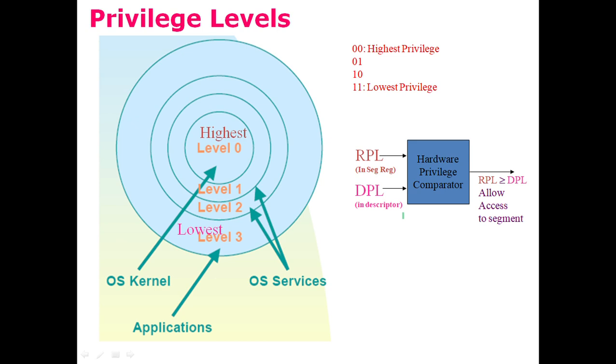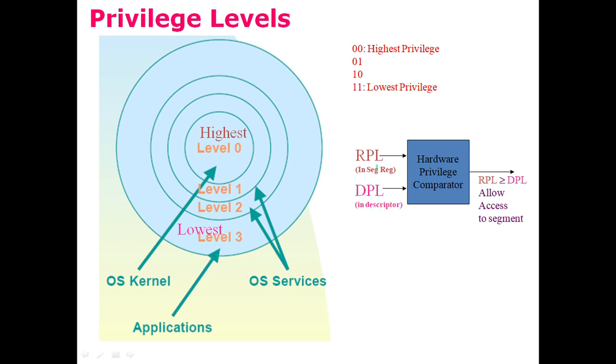Now more about the request privilege levels. As I just mentioned, the request privilege level is the 2-bit field inside the segment register. The rightmost 2 bits of the segment register are the RPL field, the request privilege level field, and the 2 bits in the access rights byte of the descriptor are the descriptor privilege level field. The DPL is taken from the access rights byte in the descriptor.